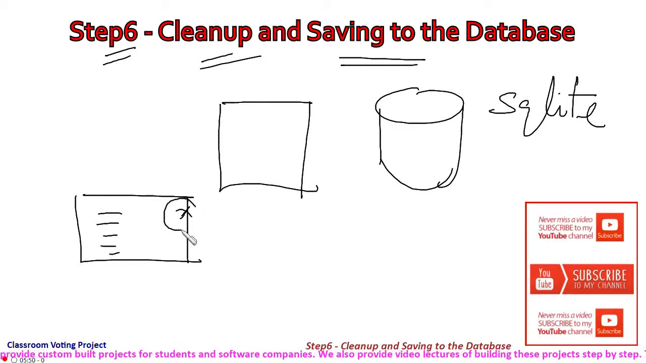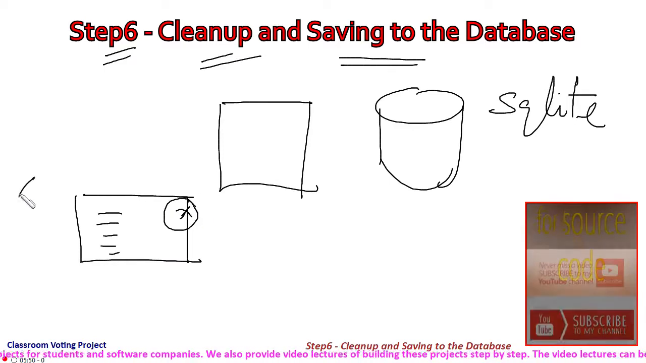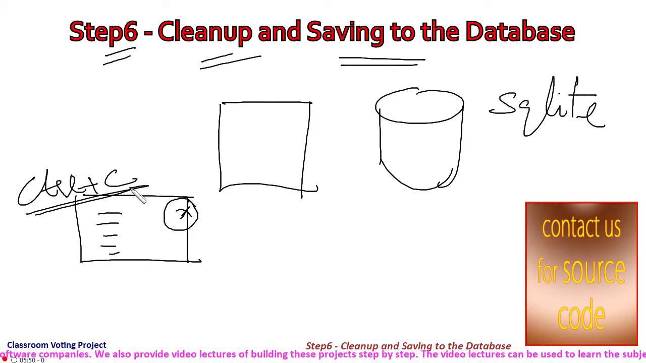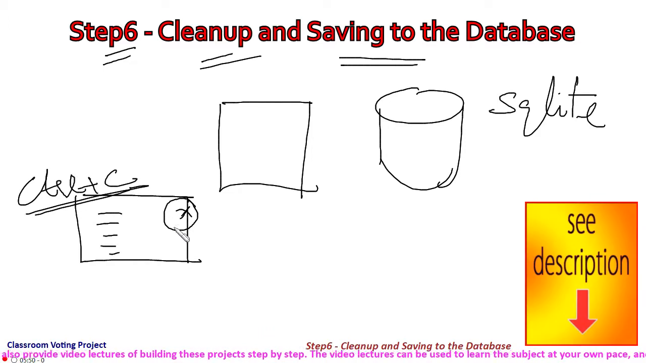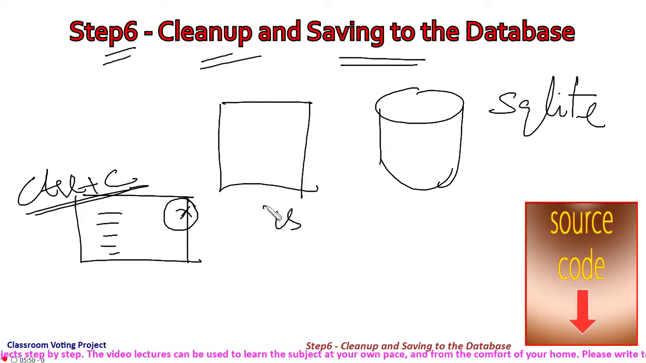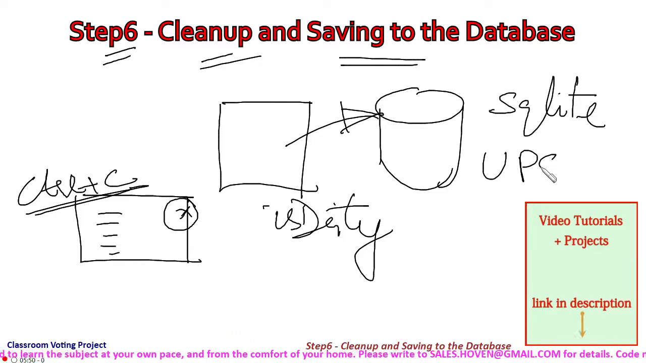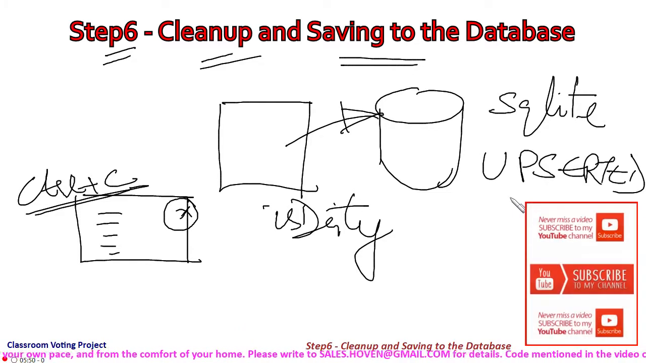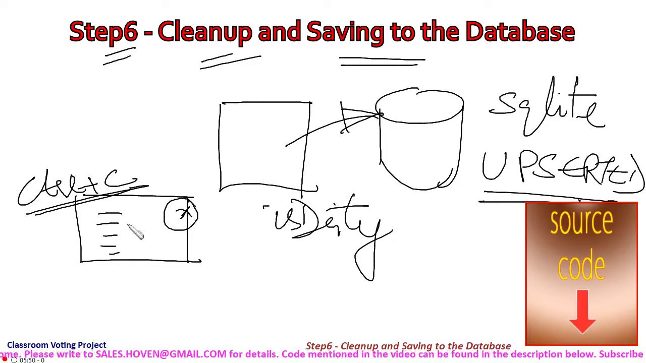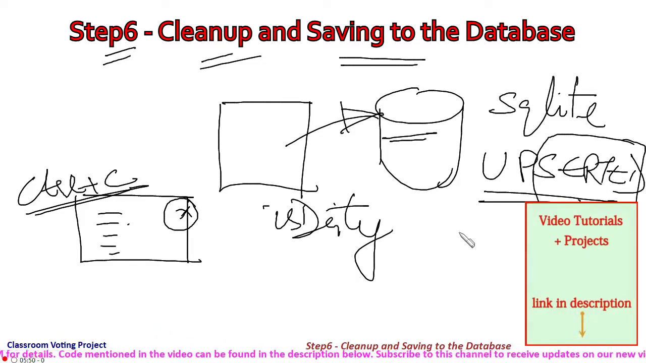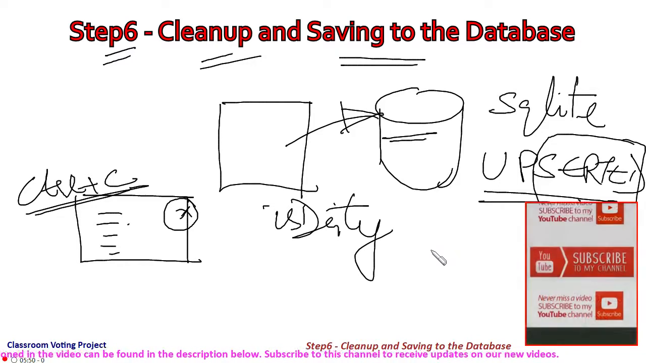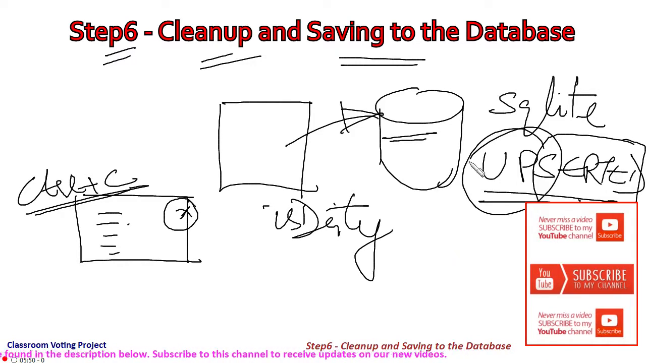Now when the user closes this by clicking this close or by using Ctrl+C command on Windows, in both the cases this window will close, and when this closes we want that the records that were marked as is dirty should be synchronized, upserted to this database. Now what is this upsert? If a new record was in the dictionary, then it should be inserted, and if it was an existing record, a user modified his vote, in that case the same record should be updated.